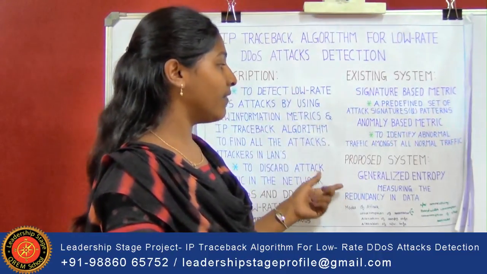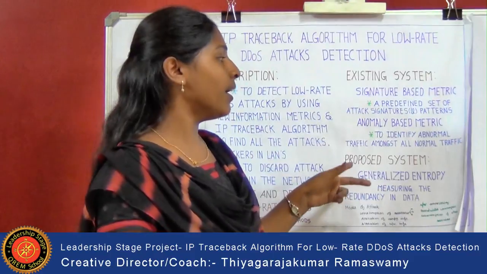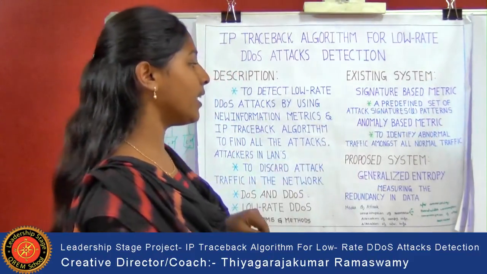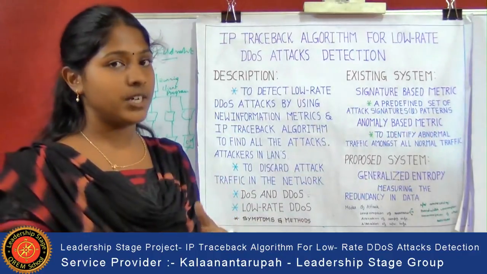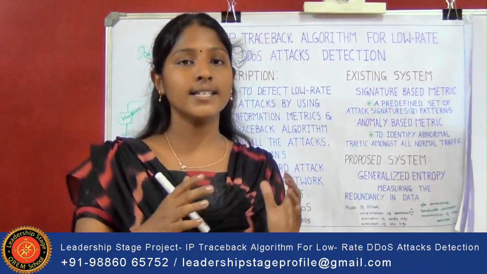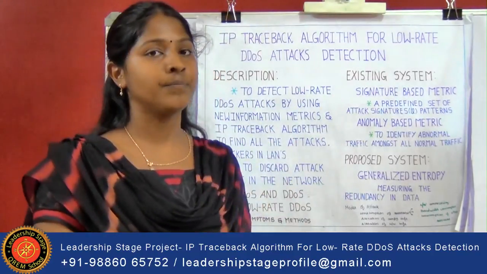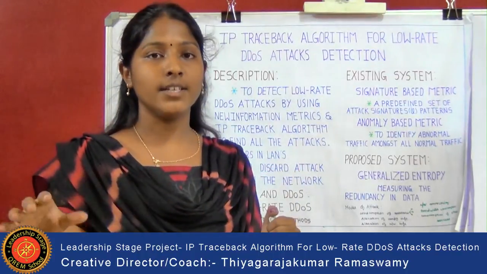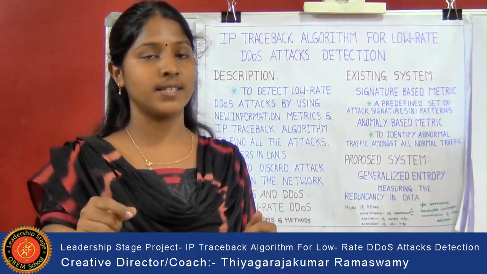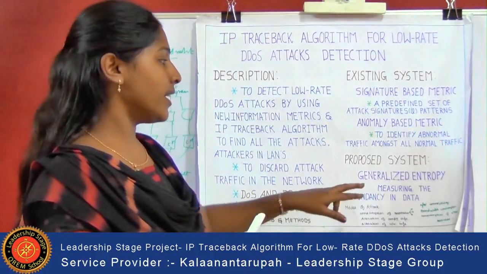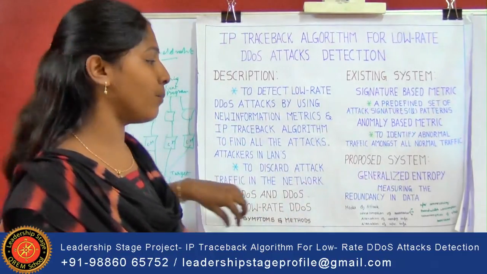So these are all the drawbacks we face in the existing system, and those drawbacks are overcome by our proposed system. In our proposed system, we have defined two metrics. One is the generalized entropy metric and another one is the information distance metric. Generalized entropy is measuring the redundancy in data. Redundancy means if you are sending any message, that message will contain a number of spaces, but when it is transmitted, the spaces will be eliminated. That kind of redundancy is measured using this generalized entropy.